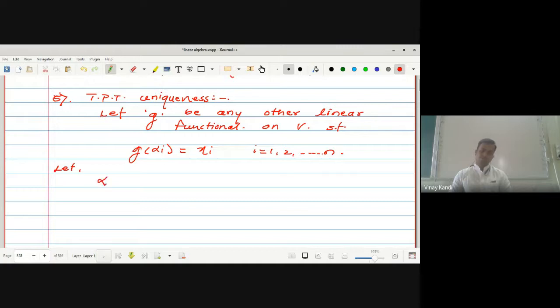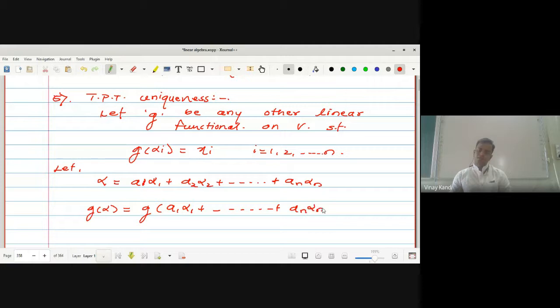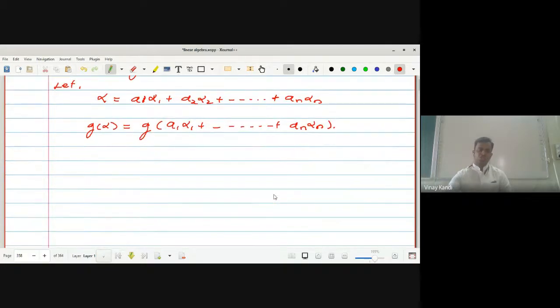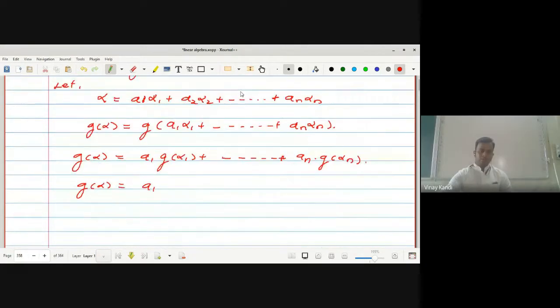Now take an element, let alpha belong to V. We can write alpha is equal to a1 alpha 1 plus a2 alpha 2 plus up to an alpha n. So what is g of alpha? g of alpha is equal to g of a1 alpha 1 plus up to an alpha n. Here g is a linear functional, so g of alpha is equal to, taking a1 outside, a1 g of alpha 1 plus up to an into g of alpha n. We can write this because g is a linear functional. So g of alpha is equal to a1 times g of alpha 1, which is x1, so a1 x1 plus a2 x2 plus up to an xn.